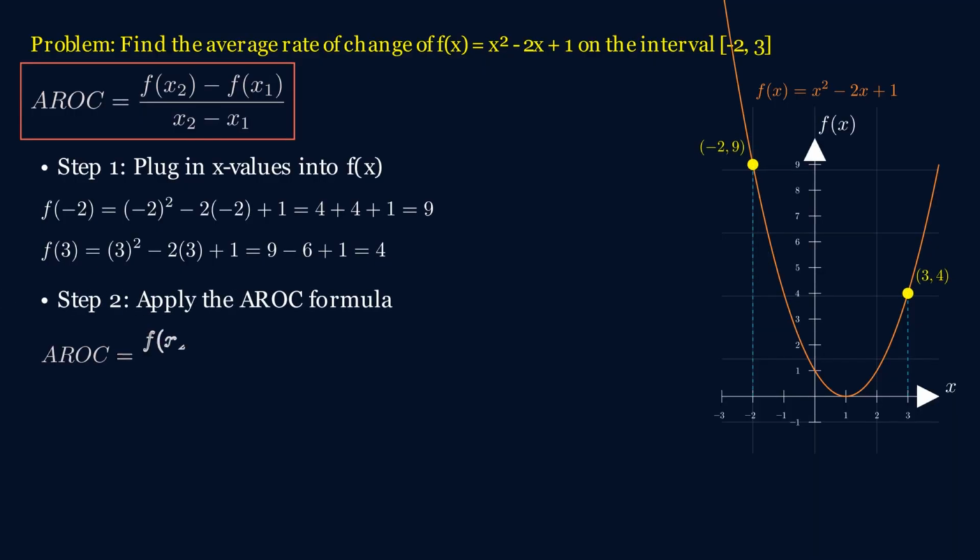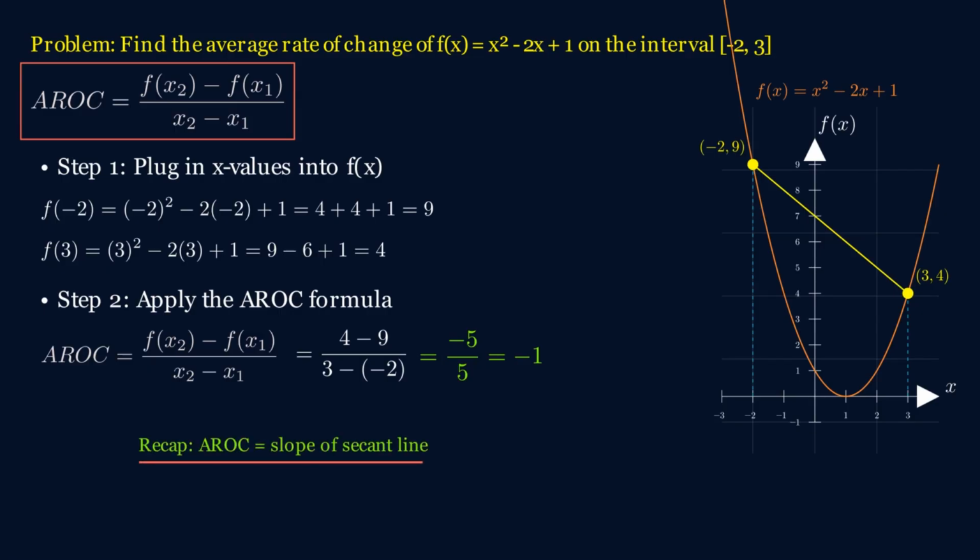That's 4 minus 9 divided by 3 minus -2. 4 minus 9 gives us -5. 3 minus -2 gives us 5. And -5 divided by 5 gives us -1. That number, -1, is the slope of the secant line between those 2 points.